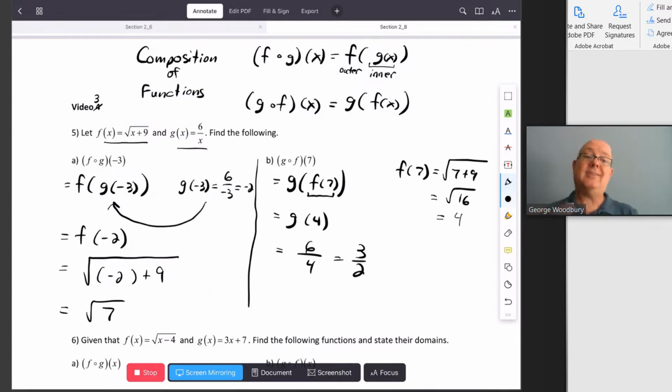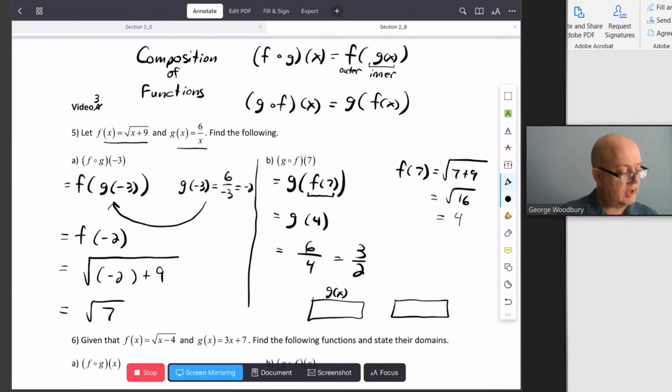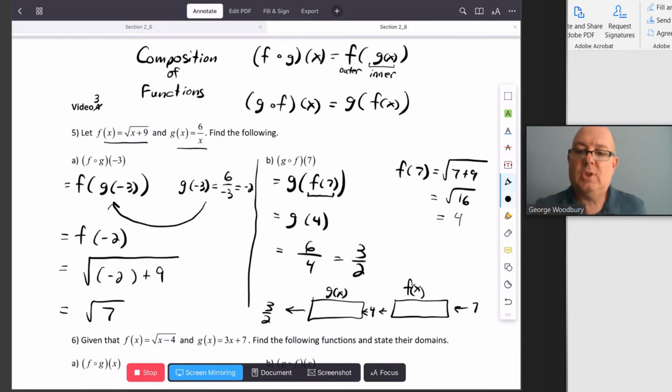So that's how we do it. This last one, you can think of it this way. We've got a function g of x. We've got another function f of x, and we plug 7 into f of x. That gave us an output of 4, which then went into function g of x and gave us 3/2. So it's kind of like an assembly line of functions, if you will.